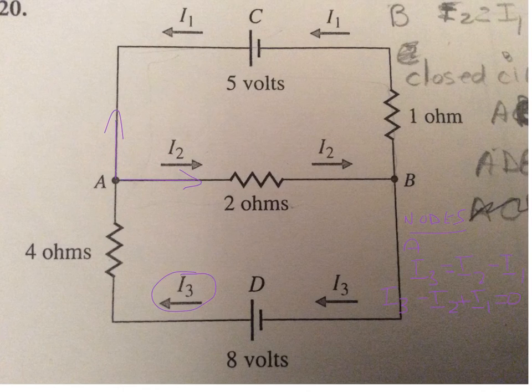Let's try red. At node B, the current that we have coming into node B is I2 coming in this way, and then it splits off as I1 and I3. So I2 has to be equal to I1 plus I3, or I2 minus I1 minus I3 equals 0. So those are your 2 equations.